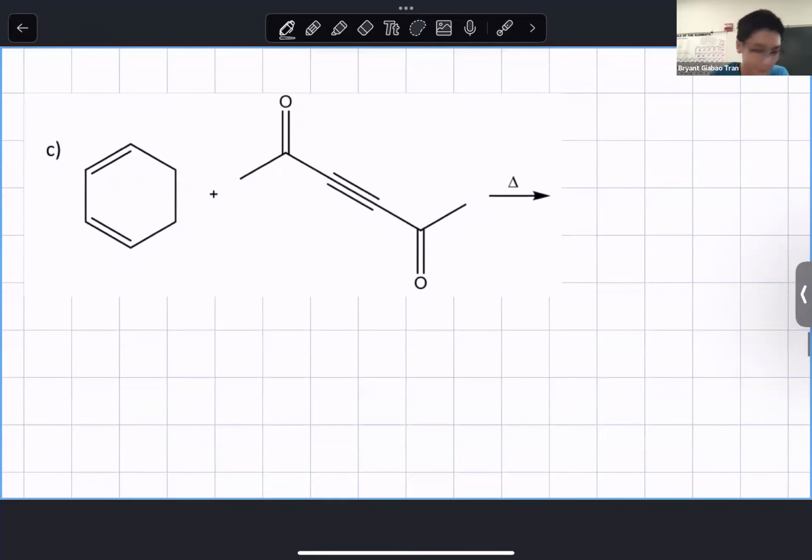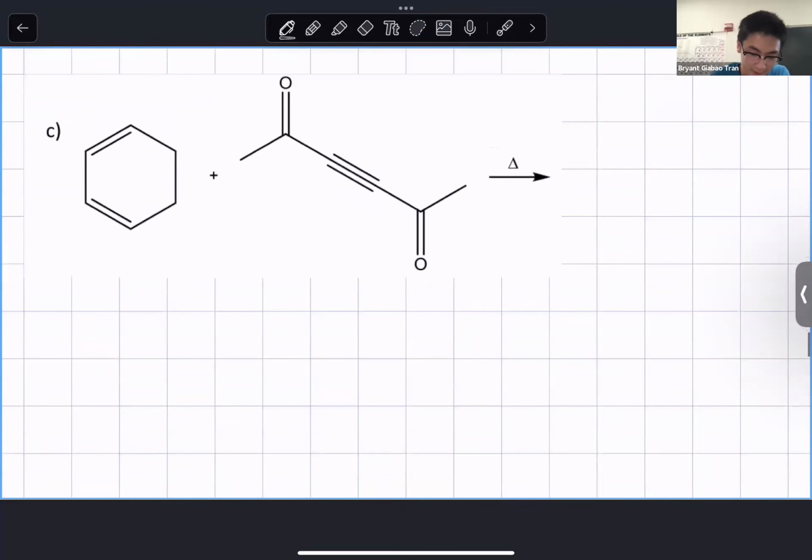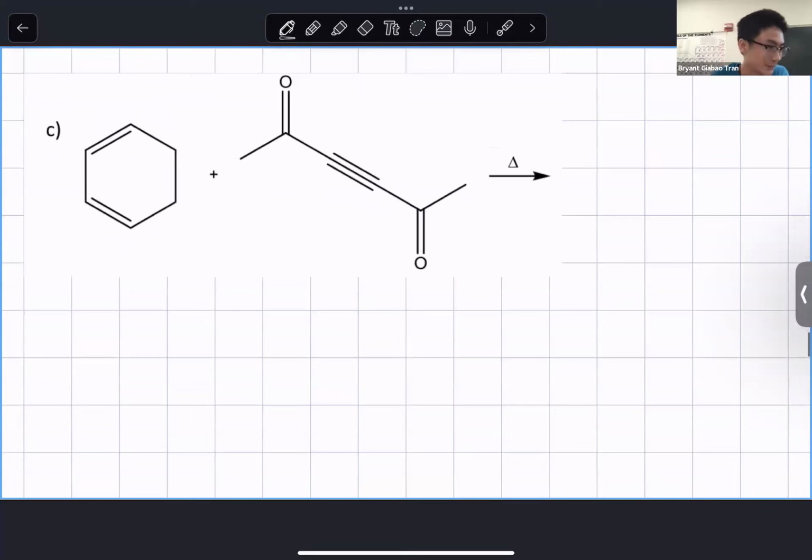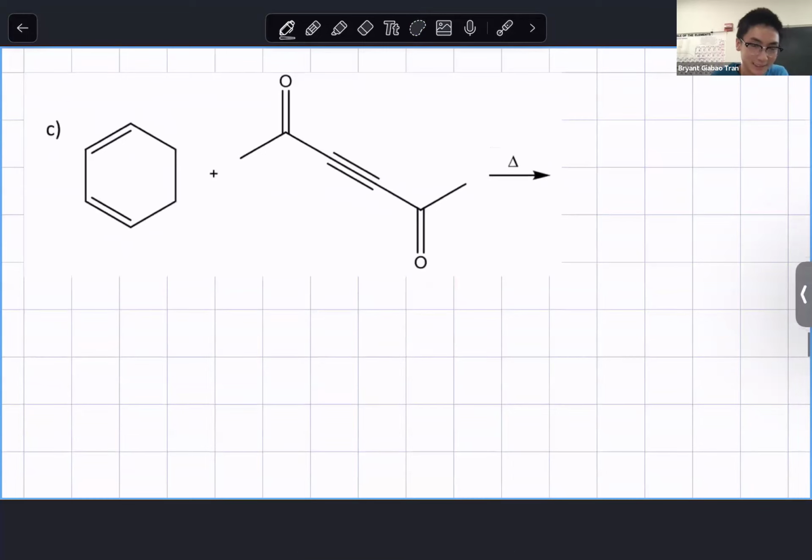Okay, so for this first problem here, it might be confusing where the dienophile is, but our dienophile is going to be this triple bond alkyne right there, because this is our diene. And for that dienophile, we just need one alkene, or one pi bond. And our one pi bond is going to come from that triple bond right there, right?